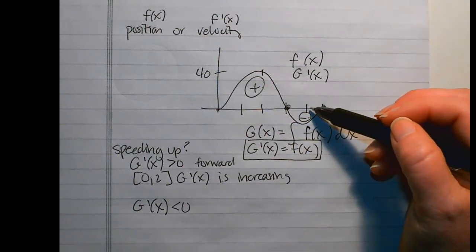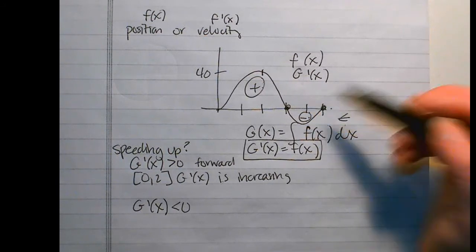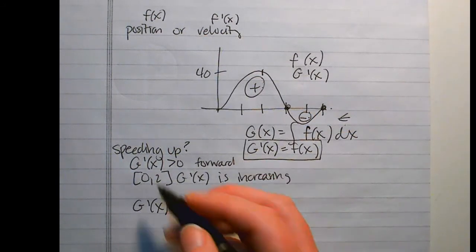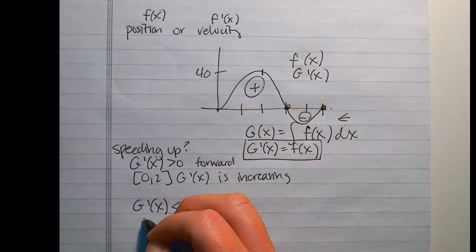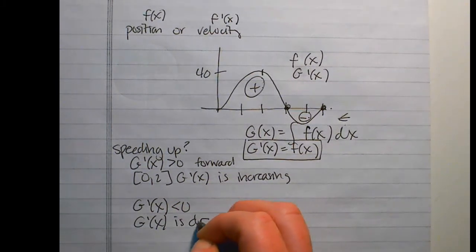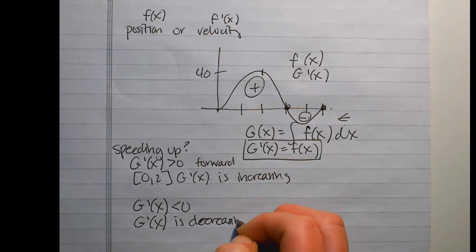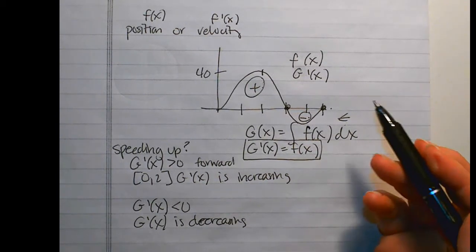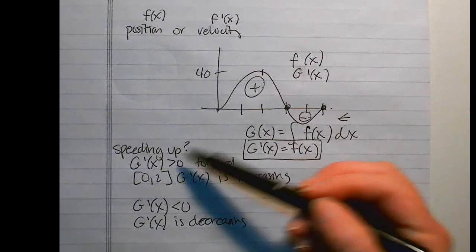From 3 to floor. Not 4. Floor, but 4. From 3 to 4. Because g prime of x is less than 0 and g prime of x is decreasing. Oops, decreasing. So you have to be doing the same thing, okay? This is positive and this is positive.